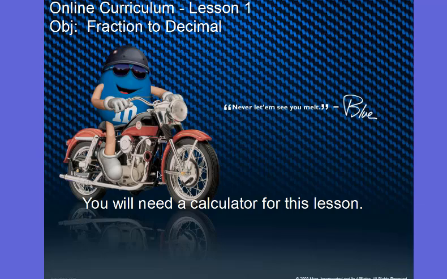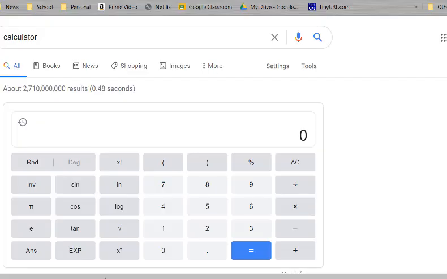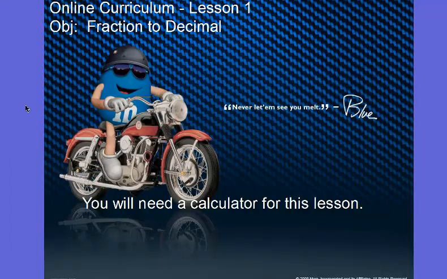If you're using your Chromebook, you could just type into your Omnibar calculator, and this calculator here will come up. Or use some of the ones that we've talked about. I've sent 2 calculators via Classroom to you that you could use, and either one of those will work just fine. So let's go to this lesson.